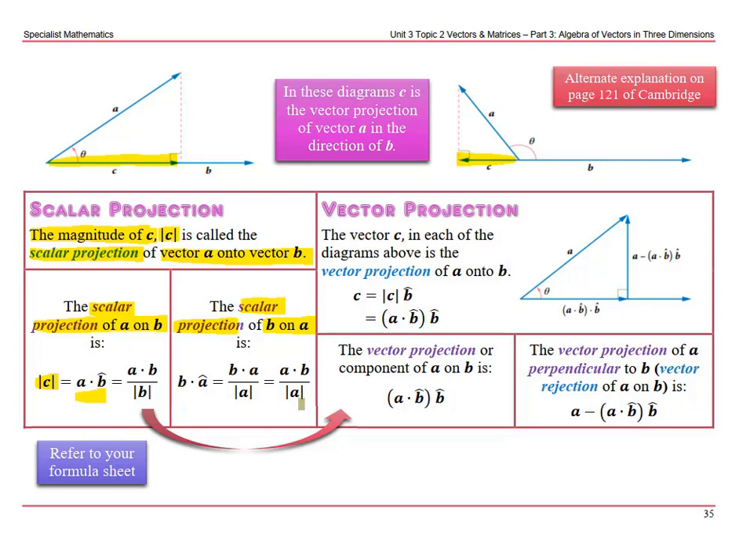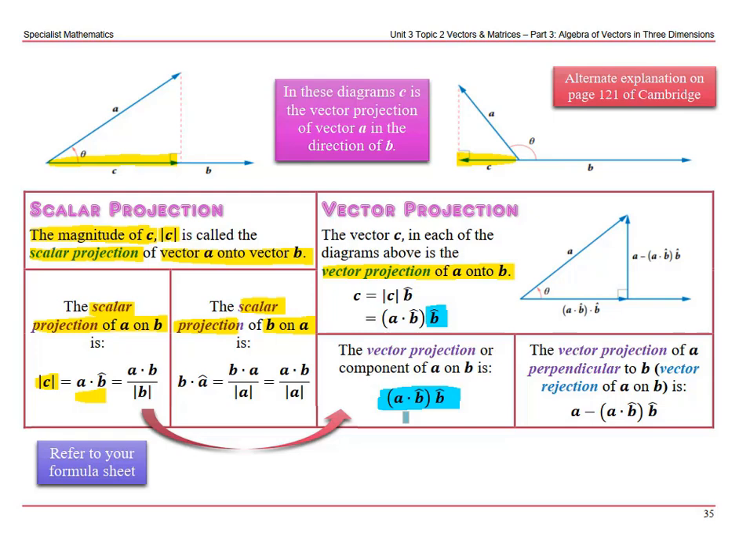If we're looking at the vector projection of A onto B, so now we have direction, our C will equal the magnitude of C times the unit vector B, which can be rewritten as the dot product between A and the unit vector B times the unit vector of B. So you can see the thing that I've added between the scalar projection and the vector projection is multiplying by the unit vector of B. So the vector projection or component of A on B is the dot product of A and the unit vector B times the unit vector of B.